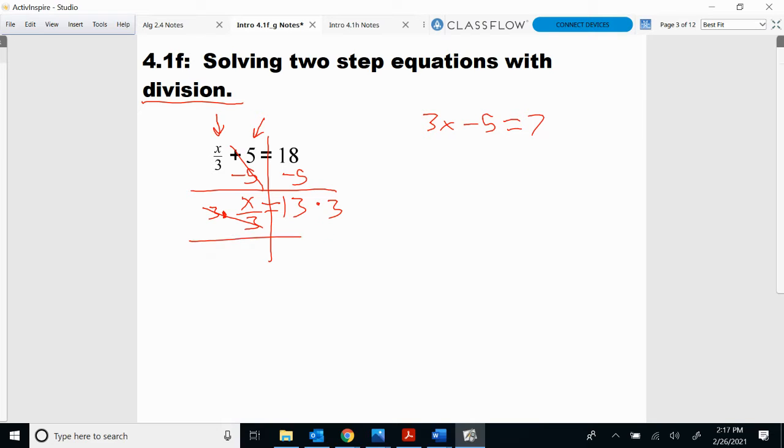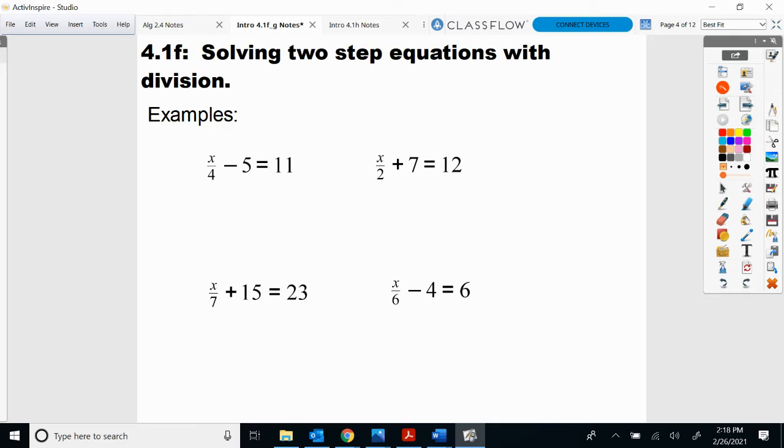Now I just need to do the math on this side. 13 times 3 is going to get us 39. Bring down your equal sign and bring down your x, and that would be your answer. Almost the same steps as before, except we have to do the opposite of our division right there. Let's try a few more and see how you guys do with this.